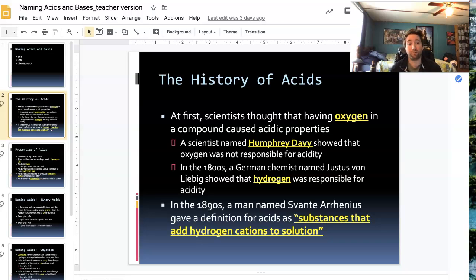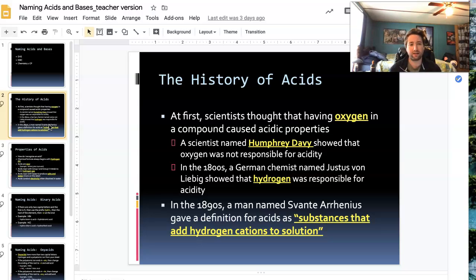So back in the day, people thought oxygen was responsible for acidic properties, and this guy named Humphrey Davy actually showed that oxygen is not responsible for acidity. The way he did that is he had a ton of different compounds that had oxygen in them, and he showed that not all of them were acidic or made the pH of a solution go down. And I'll talk about pH more tomorrow.